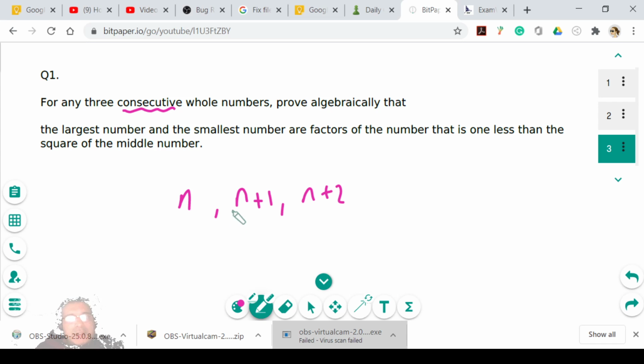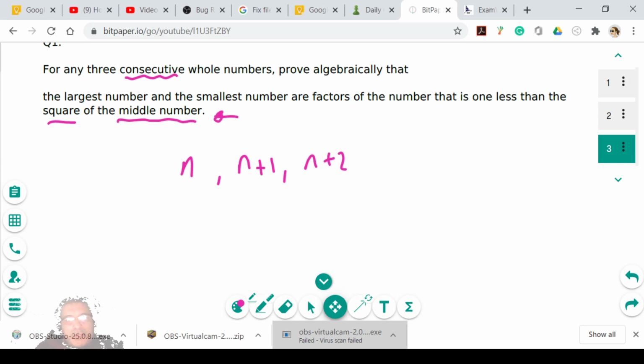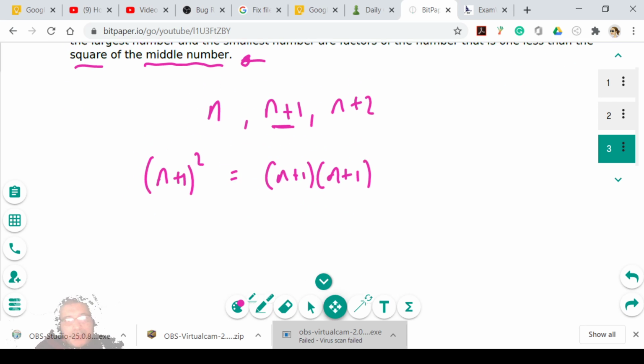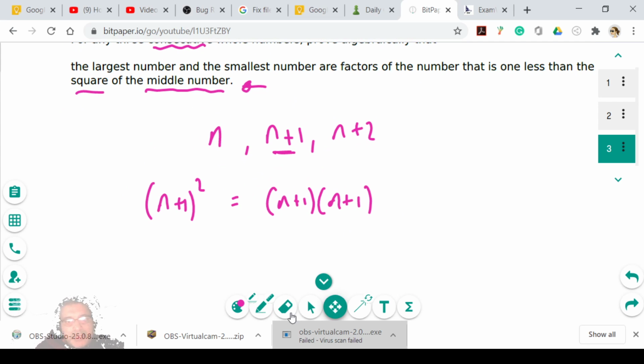Alright. So the largest number and the smallest number are factors of the number that is one less than the square of the middle number. The first thing I'm going to start with is the square of the middle number. So my middle number is n plus 1, and I'm going to square it. That means n plus 1 times n plus 1. And at this point, I can just expand my brackets.